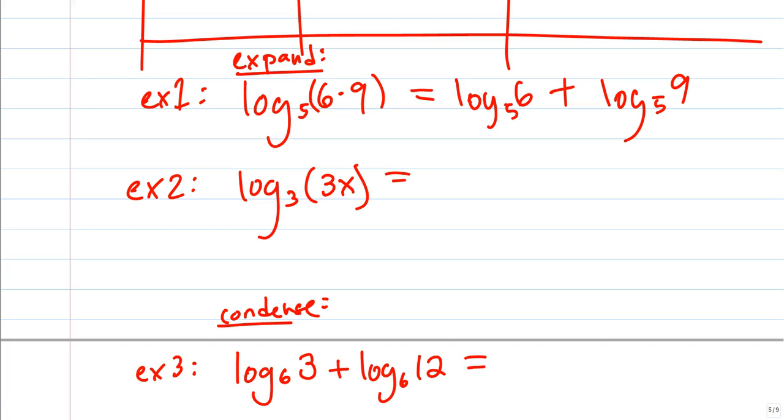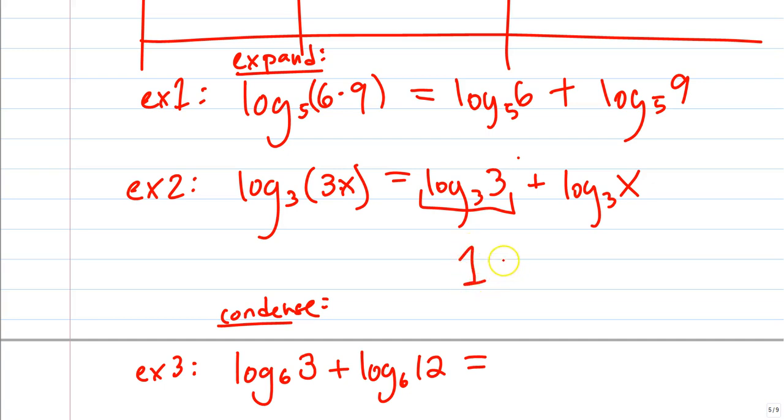Log base 3 of 3x. This is multiplying, isn't it? Well, I can write that as log base 3 of the first term, 3, plus log base 3 of x. So you're going, okay, why are we really doing this? Well, we actually can simplify something this time. Log base 3 of 3. If you can read a logarithm, 3 to what power makes 3? We can simplify that to 1 plus log base 3 of x.